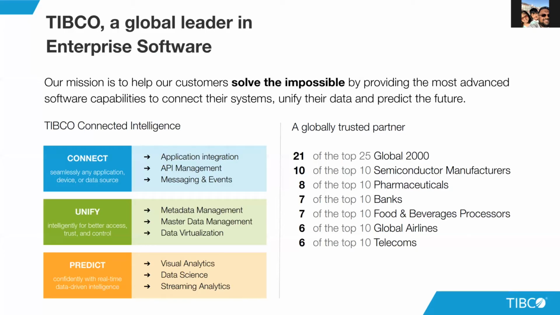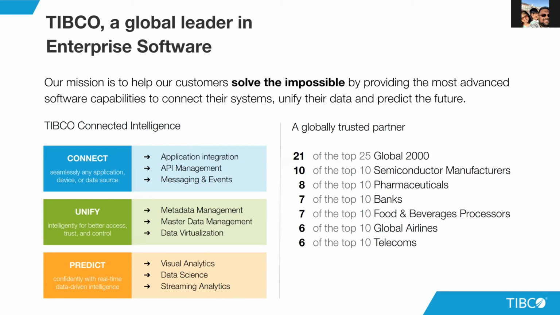So, overall, TIBCO is a company split into three key market positions: connect, unify, and predict. Connect talks to our capabilities around the ability of bringing systems together, service oriented architecture, integration, and some of the other elements around data flow around an organization.